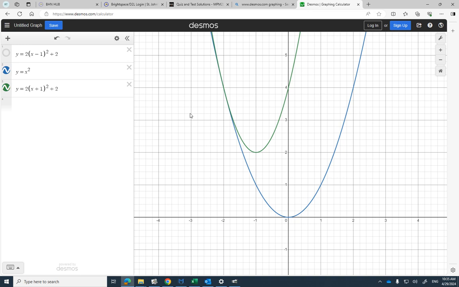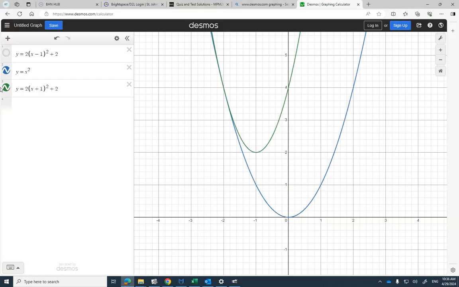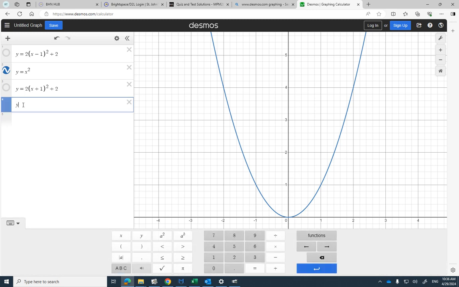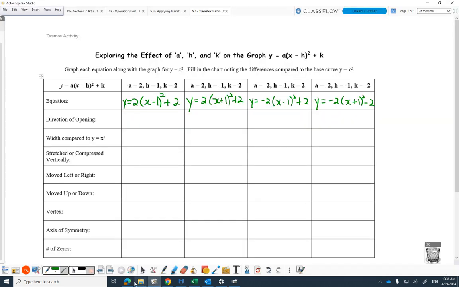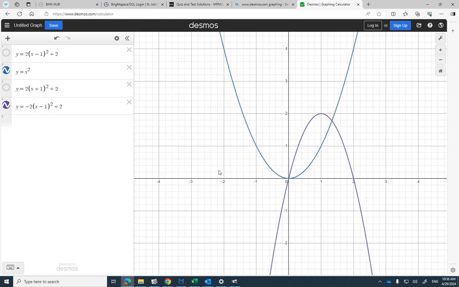If you're doing this on a video, you don't have decimals. Let me turn that one off and I'll do the next one. Negative 2x minus 1 squared plus 2. Oh, plus 2. Negative 2x minus 1 squared plus 2. So there it is, blue and dark blue.